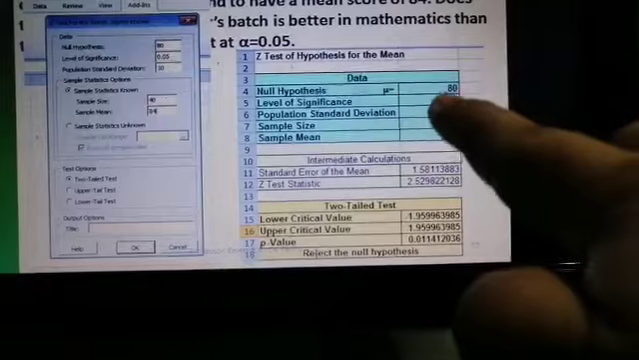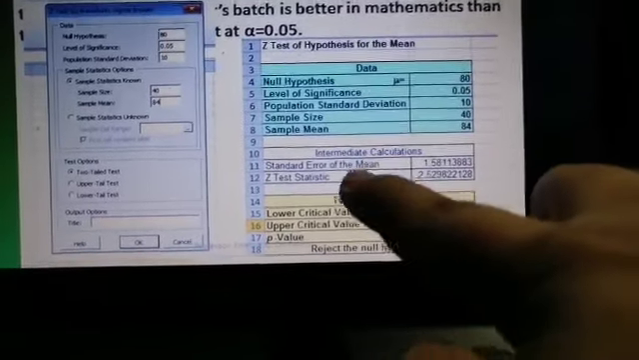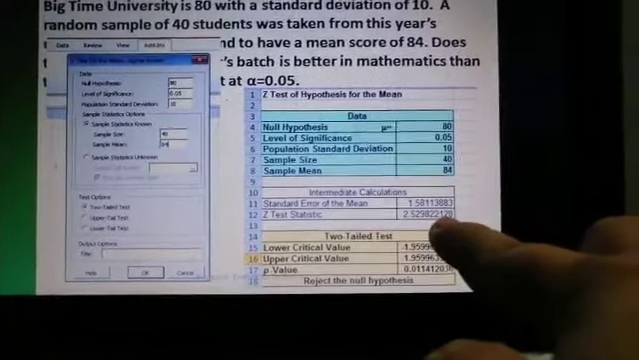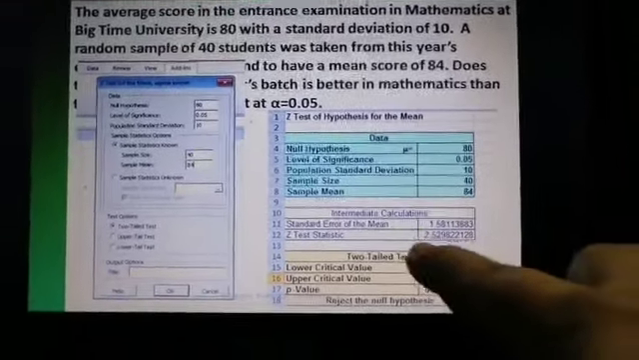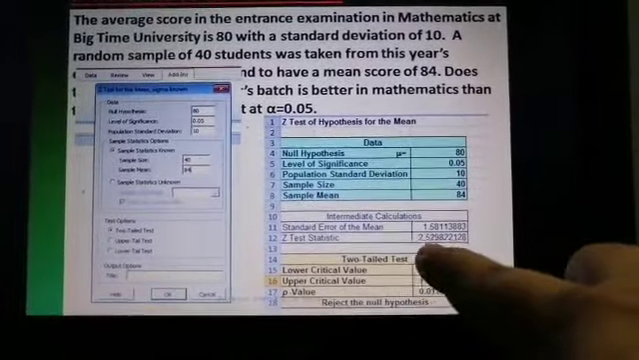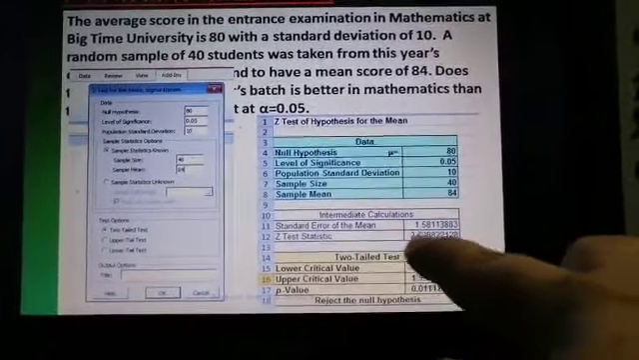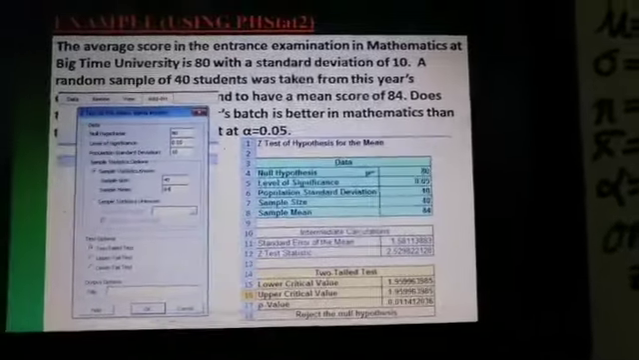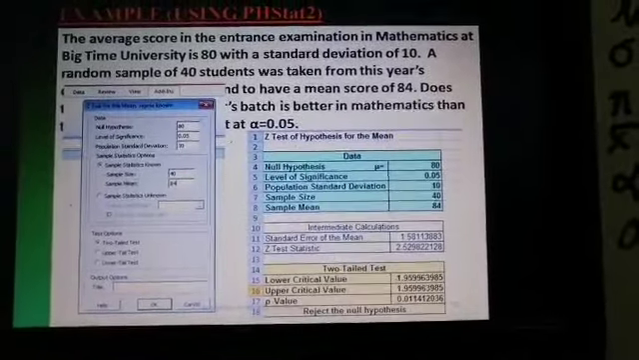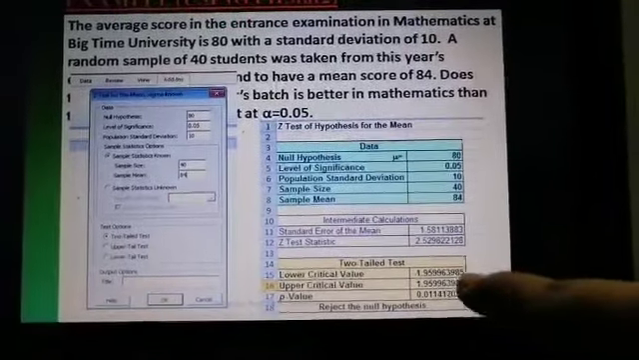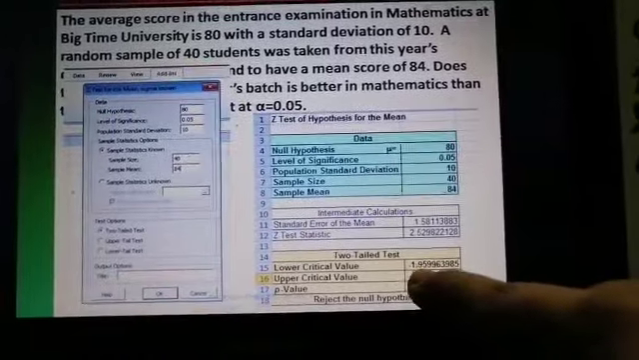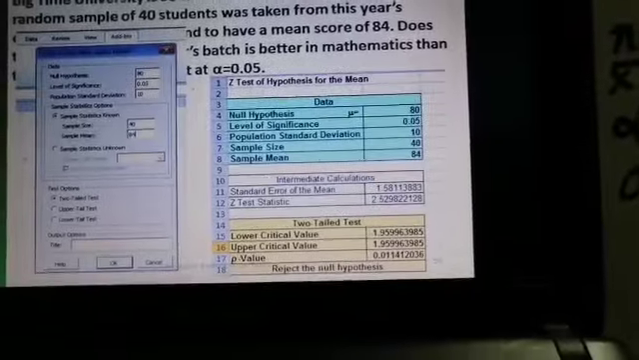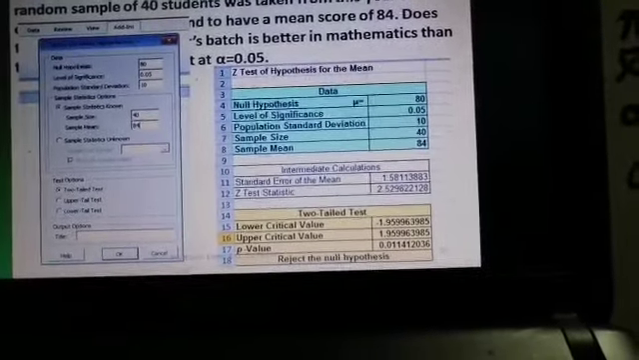If you may recall, these are the given conditions. And what do you remember about the z-test statistic? It is the computed z-value. Remember 2.53? We computed that a while ago. That is what we call the computed z-value. In PHStat, that is the z-test statistic. And what do you remember about these two? They are the lower critical and the upper critical values. Do you remember negative and positive 1.96?